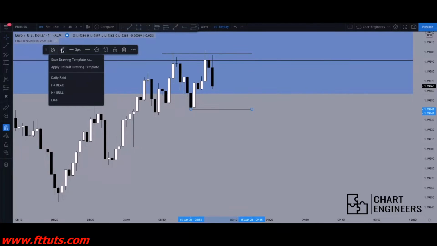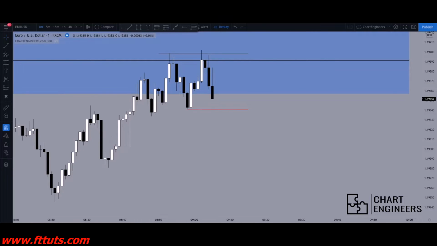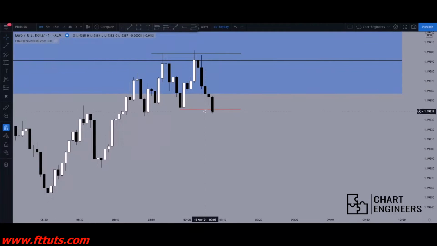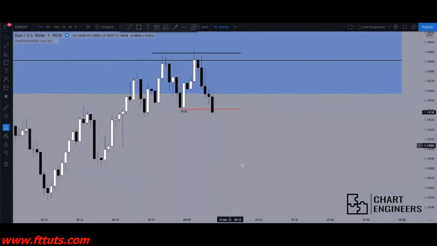So this market structure low is the most recent one, and if price goes below, then that would be a market structure break, and that would indicate that price wants to go lower. So step 1 is the raid, market structure break. So let's just see if we actually get a market structure break. Yeah, so you see that this candle closes below, and that would be a market structure break, which indicates price wants to go lower.